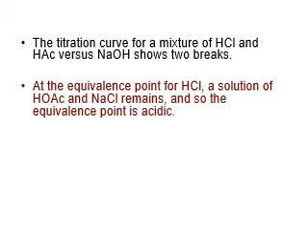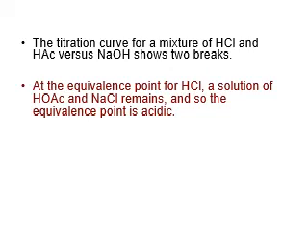For the first break we can use the methyl orange indicator, and for the second one we can use the phenolphthalein indicator. At the equivalence point for HCl, the first equivalence point at the first break, a solution of acetic acid and sodium chloride remains, and so the equivalence point is acidic. What is the meaning of this sentence? At the equivalence point, what do I have in the solution? I have the acetic acid, already a component of the sample, but it didn't react yet.